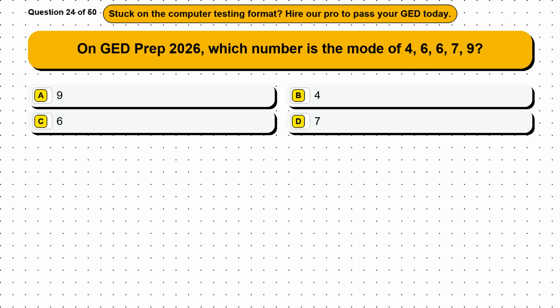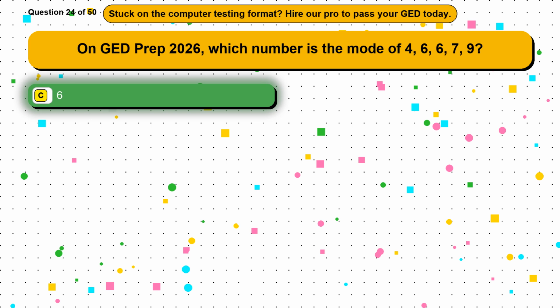Question 24. On GED Prep 2026, which number is the mode of 4, 6, 6, 7, 9? Option A 9. Option B 4. Option C 6. Option D 7. The correct answer is option C.